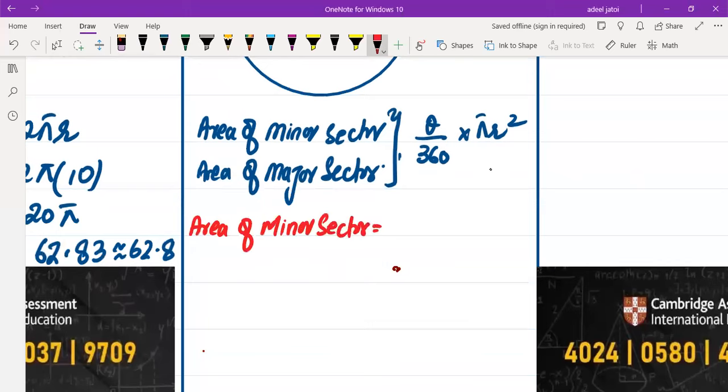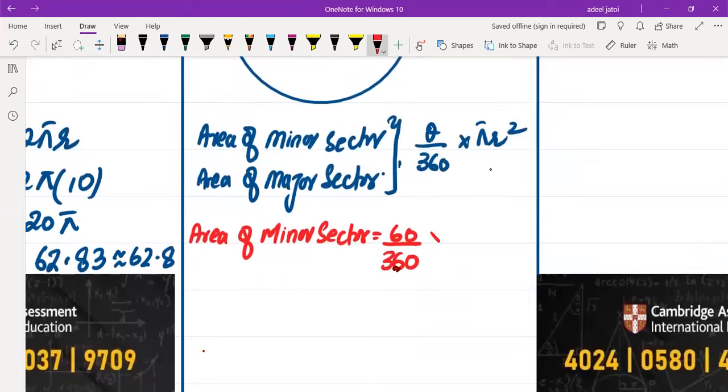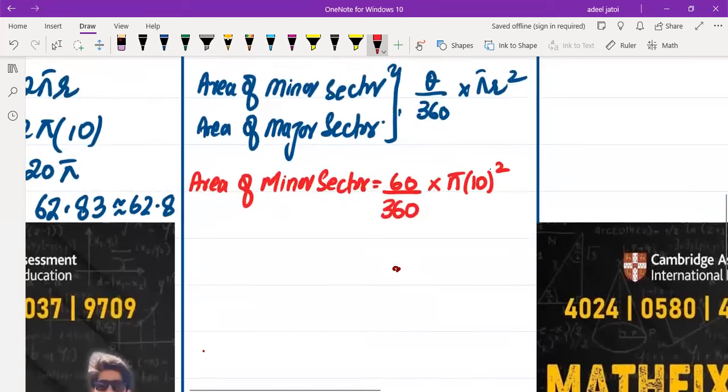So area of the minor sector means 60 upon 360, because the angle is 60. Multiply by pi, and your r was 10 square. If we work upon the area, I want to simplify this so that we can work upon the ratio as well. So 60 upon 360 will be 1 upon 6.